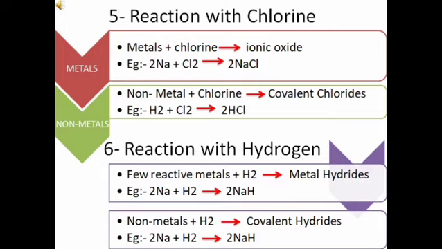And why is it so that non-metals form covalent chlorides? Because they cannot give electrons to chlorine atoms to form the chloride ions. This can be a reasoning question.